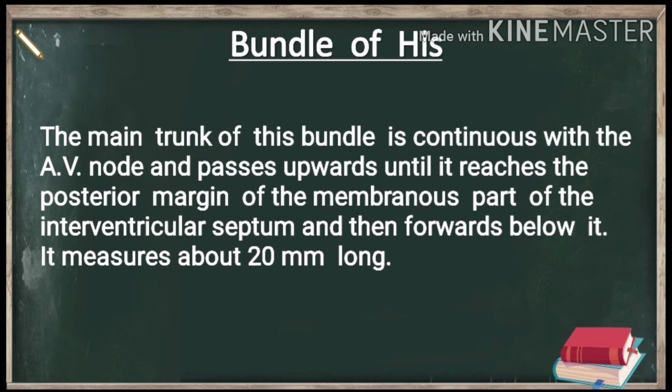Now focus on bundle of His. The main trunk of this bundle is continuous with the AV node and passes upward until it reaches the posterior margin of the membranous part of the interventricular septum and then forwards below it. It measures about 20 millimeter long.